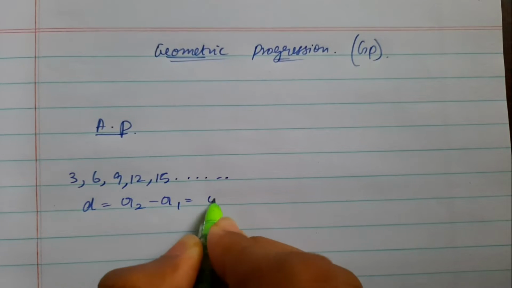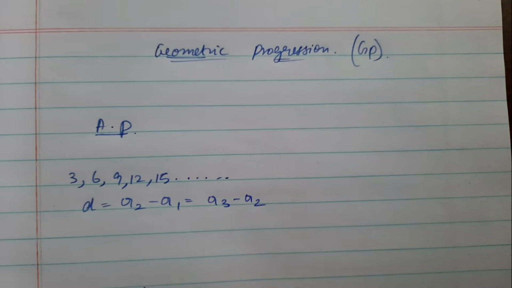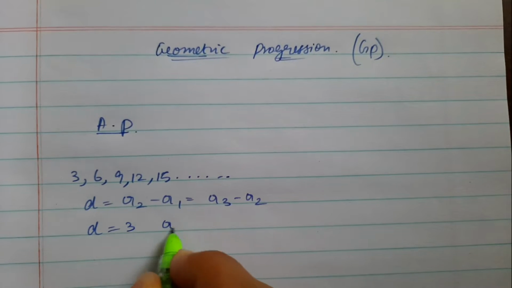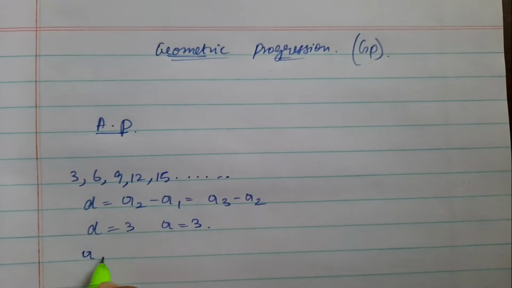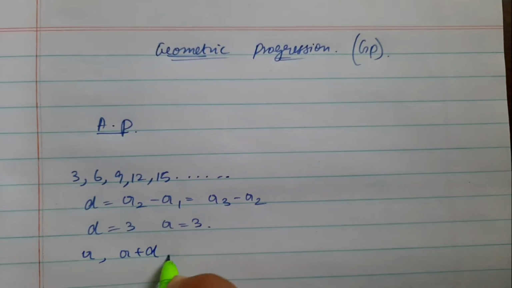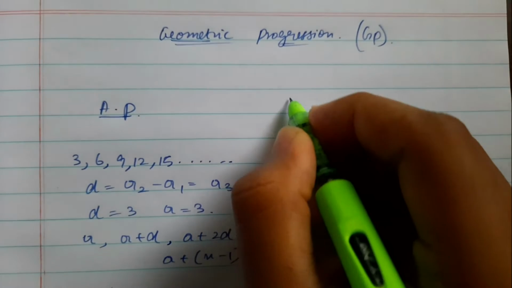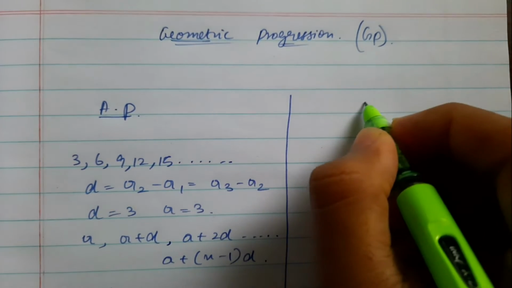We have to find the difference. That is called D. D equal to A2 minus A1, A3 minus A2. So D equal to 3 and A equal to 3. A is the first term, D is the difference. The formula is A, A plus D, A plus 2D, etc. That we can write as A plus (N minus 1) into D.